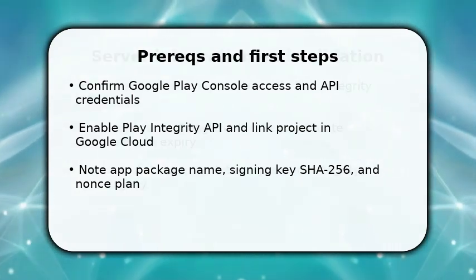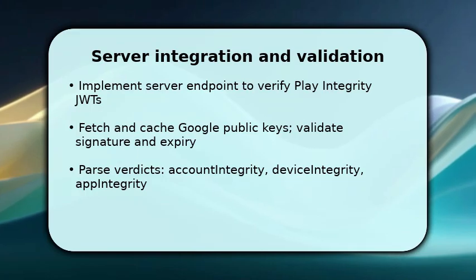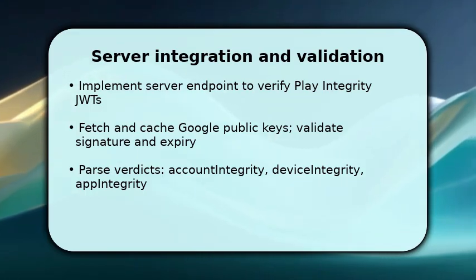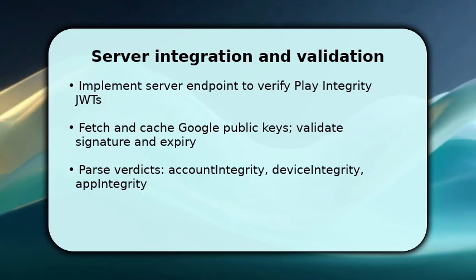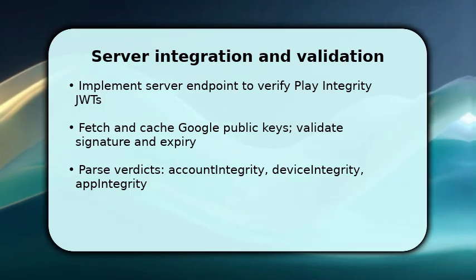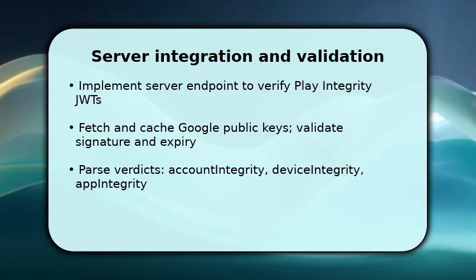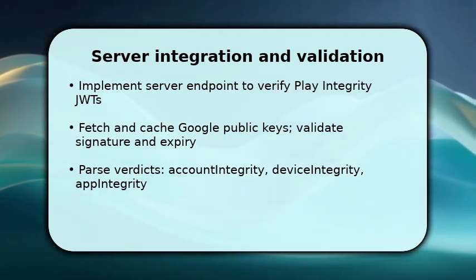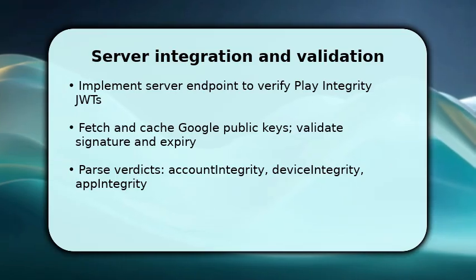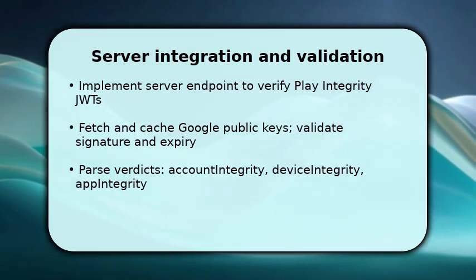Now implement your server endpoint to receive and validate Play Integrity JWTs. You will act on these tokens. Fetch Google's public keys and cache them, because signature verification is mandatory and keys rotate. Verify the JWT header, signature, issuer, audience, and expiry, then decode the payload.